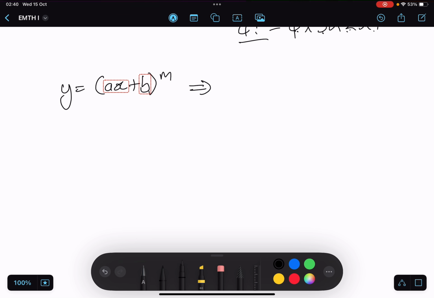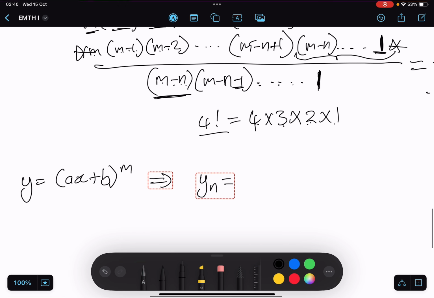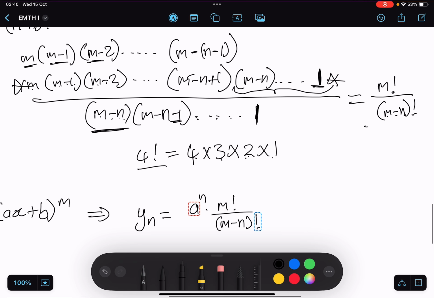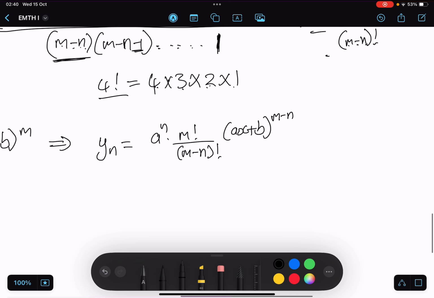So now, if we are given y equals ax plus b to the power m, you can find the nth derivative of this one to be equal to a to the n times m factorial over m minus n factorial, times ax plus b to the power m minus n, where a and b are constants.